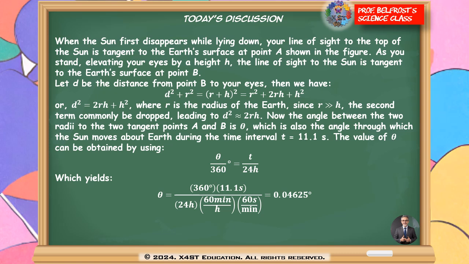Now the angle between the two radii to the two tangent points A and B is theta, which is also the angle through which the sun moves about Earth during the time interval t. The value of theta can be obtained using a very simple formula. I think you have learned it from simple geometry: theta divided by 360 equals t over 24, which yields theta equals 0.04625 degrees. Or, to express it in the correct significant figures, it must be 0.0463 degrees, three significant figures.